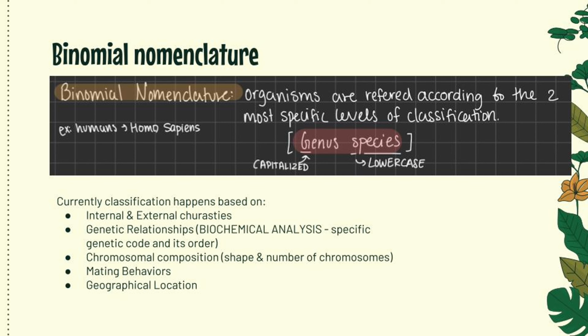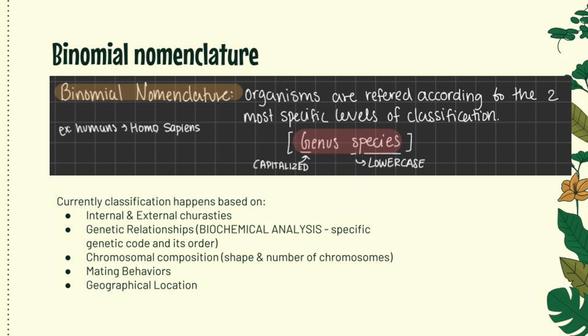Basically, the format is having the genus and the species, but it's written in a certain way too, where the first letter of the genus is capitalized and everything else is lowercase. So for example, for humans we have Homo sapiens. Homo is the genus, sapiens is the species. The H is capitalized because the genus is supposed to be capitalized. Genus and the species are the 2 most specific levels of classification.